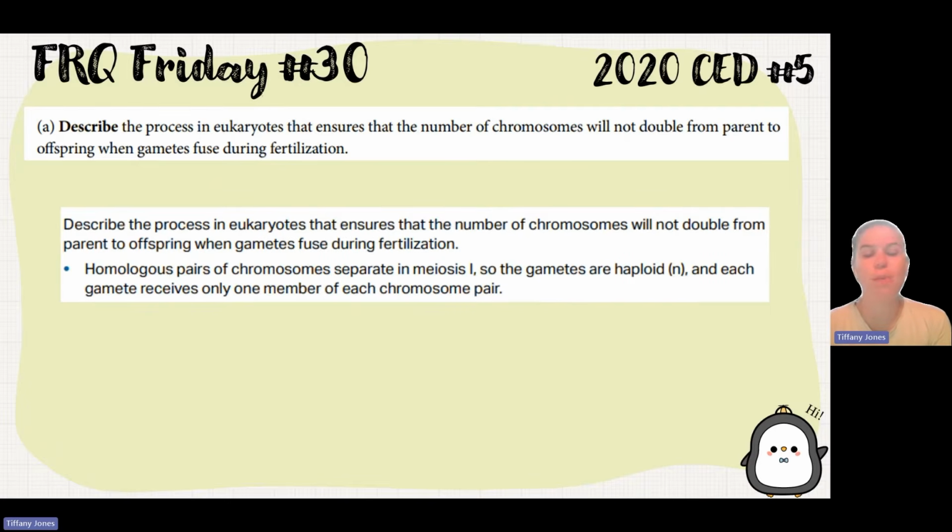So homologous pairs of chromosomes separate in meiosis 1. So the gametes are haploid, and each gamete receives only one member of each chromosome pair.